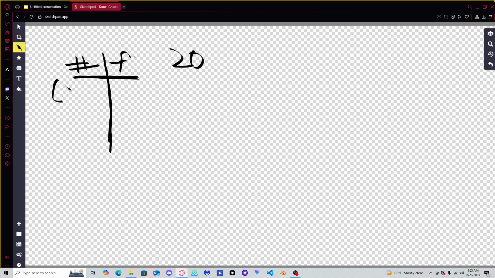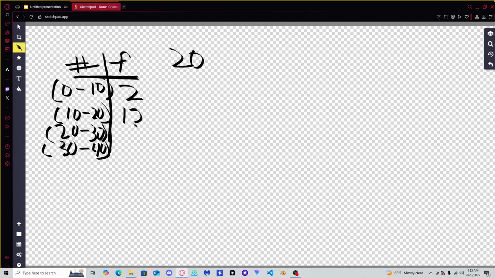So let's assume anywhere from 0 to 10 years old, 10 to 20, 20 to 30, and lastly, 30 to 40. And we're going to assume that there's 2 children here. There's going to be 12 teenagers here, just for accuracy, and 3 20-year-olds, and 3 30 to 40-year-olds.